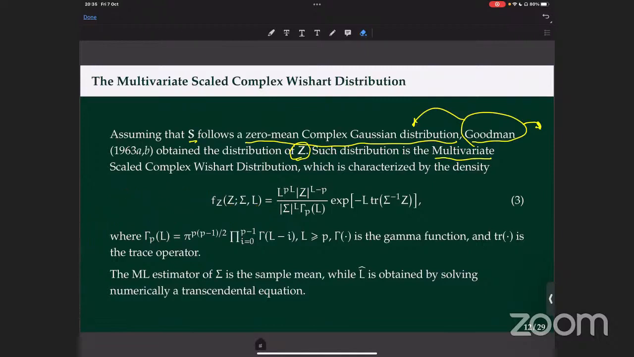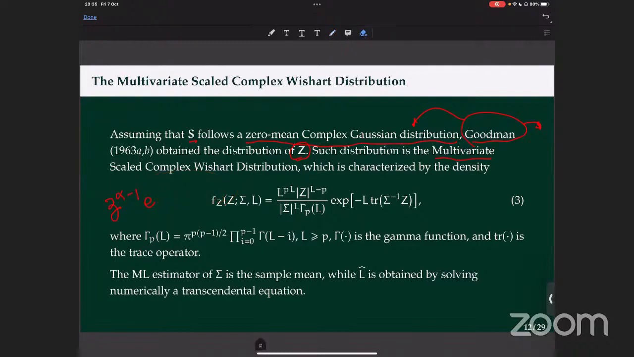If you look closely, you will see that it is something quite familiar. How? I never saw that. Yes, you have seen this. You have seen densities of the form z to the alpha minus 1 times e to the minus beta z. Haven't you seen densities of this form? The gamma distribution has a density of this form.